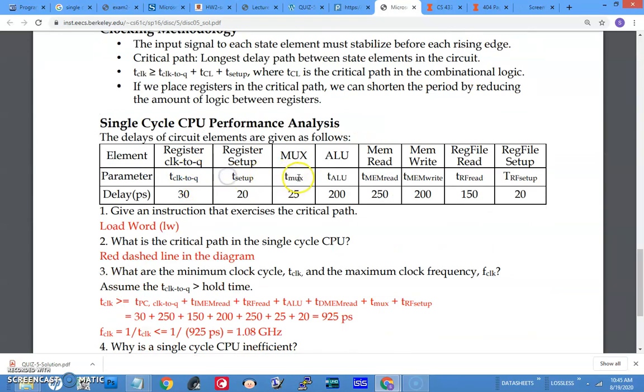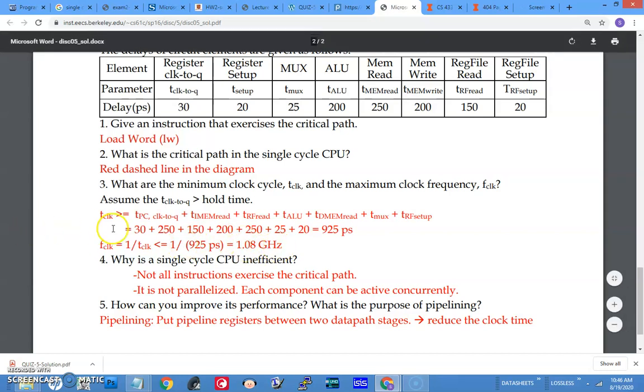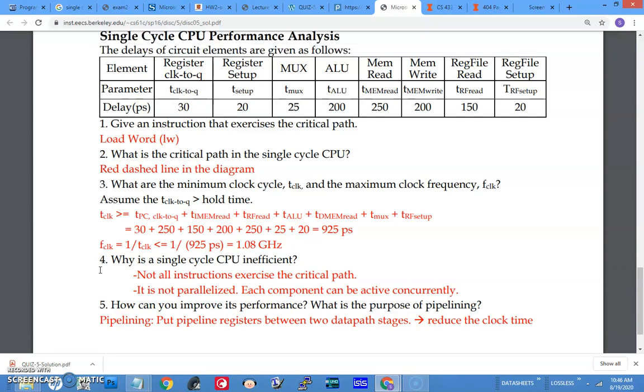Clock to Q, T setup, T mux. So you can go back to the previous lecture or slides and you can find out what is this clock to Q delay, T setup, T mux, etc. And then you can solve this problem. Okay. So clock cycle should be greater than or equal to the whole value. So they are coming to 925 picoseconds. So clock rate is 1 by clock cycle, should be less than or equal to 1.8 gigahertz. See, T is greater than and F is less than. That's the way it is working, because T is 1 by F. So the relational operation becomes the opposite.